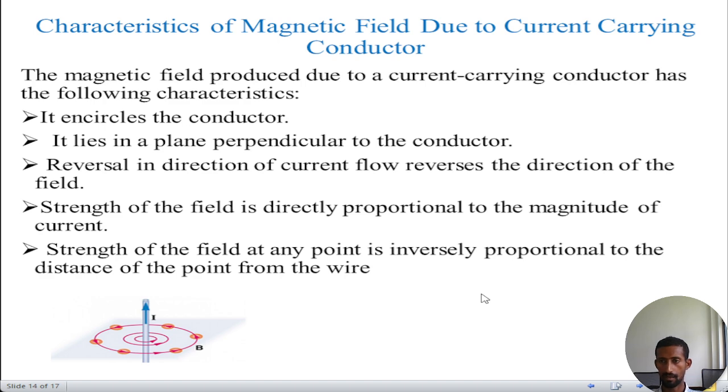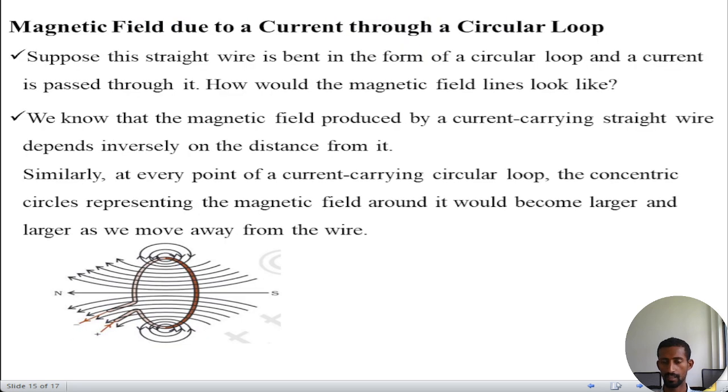Up to now, we have seen that a straight current carrying wire has a magnetic field. But what if the current carrying conductor is a loop? If it is circular, what will be the magnetic field? Magnetic field due to a current through a circular loop. Suppose the straight wire is bent in the form of a circle and a current is passed through it. How would the magnetic field look?